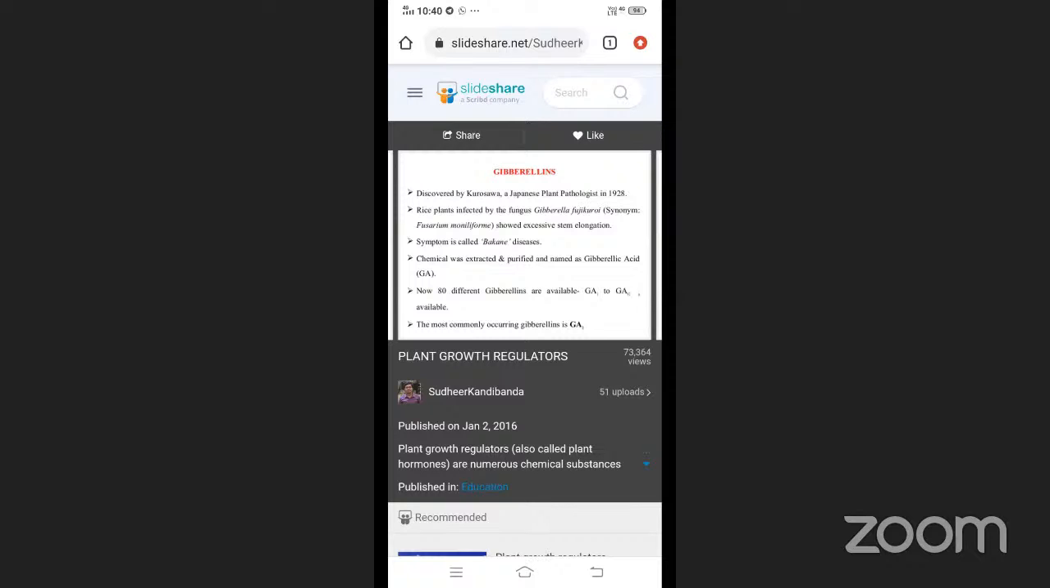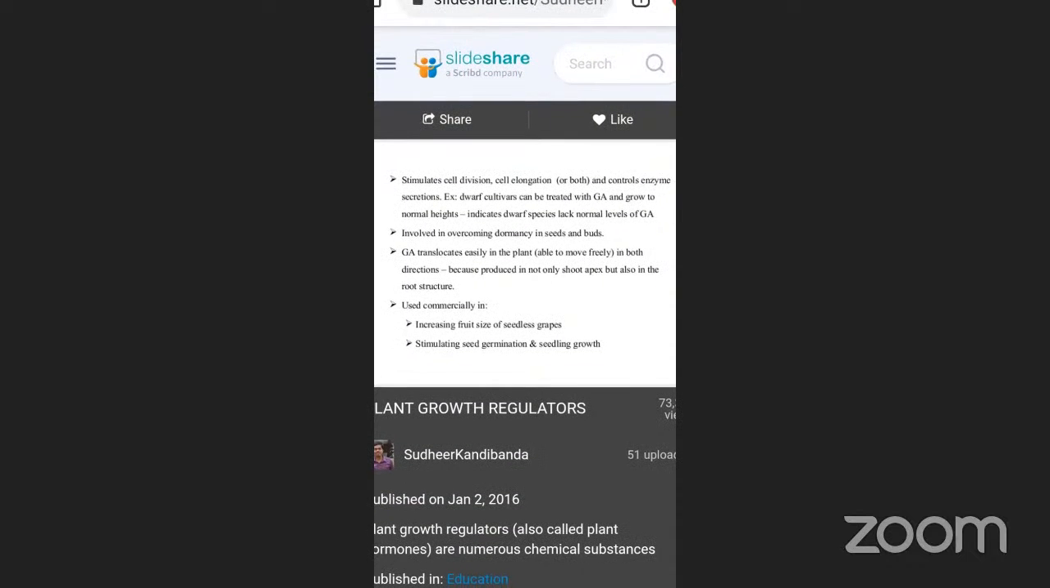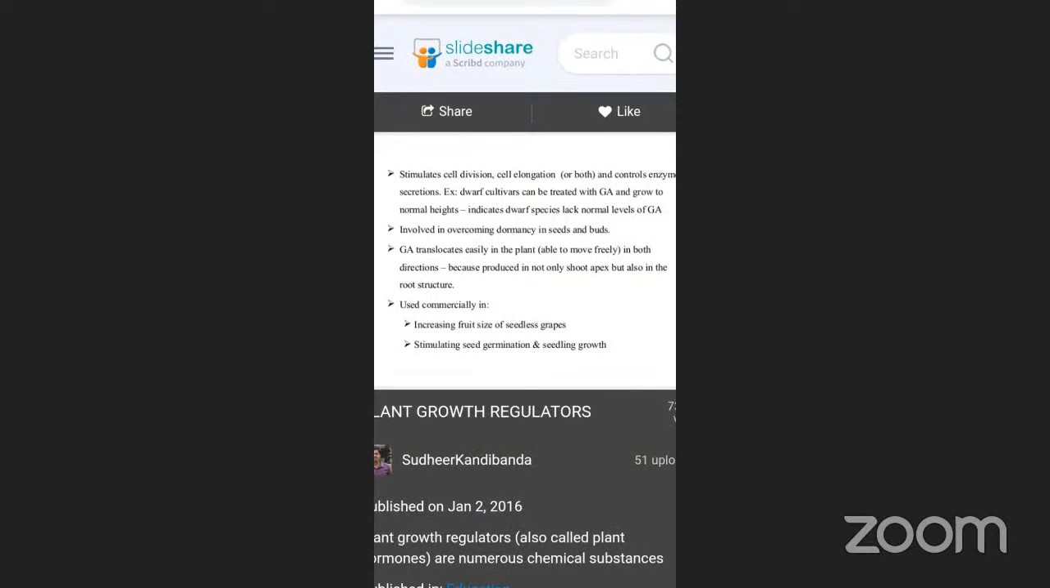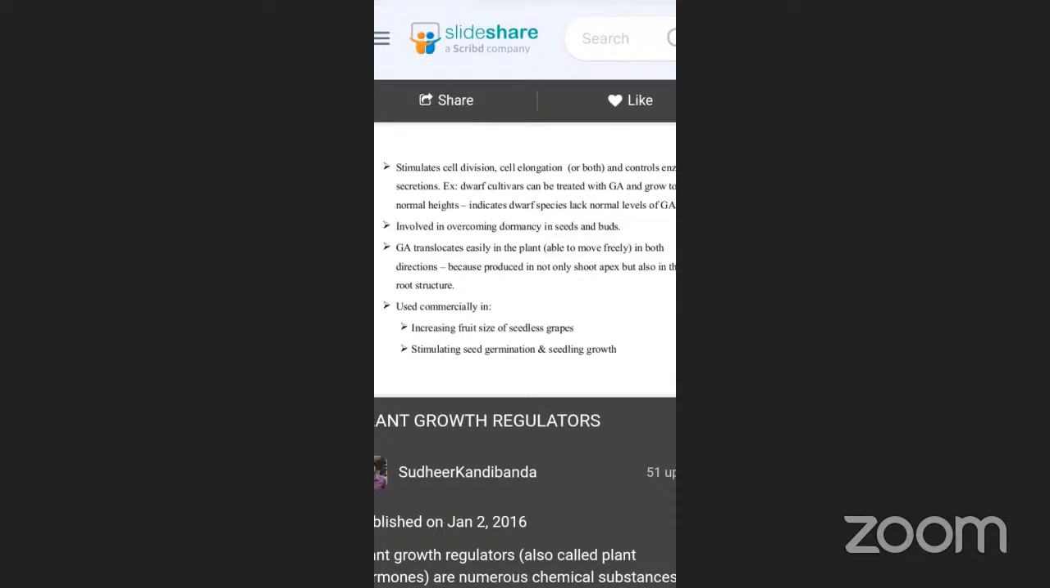Okay, now the physiological functions, meaning the applications of the gibberellins. They stimulate cell division, cell elongation, and control the enzymes and secretion. Dwarf cultivars can be treated with gibberellin and grow to normal height, with normal leaves. Next, they are involved in overcoming the dormancy of seeds and buds: with the help of gibberellins, seed dormancy and bud dormancy are broken.